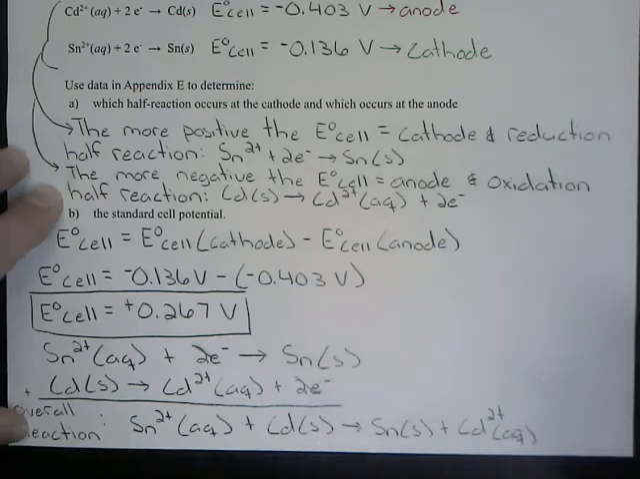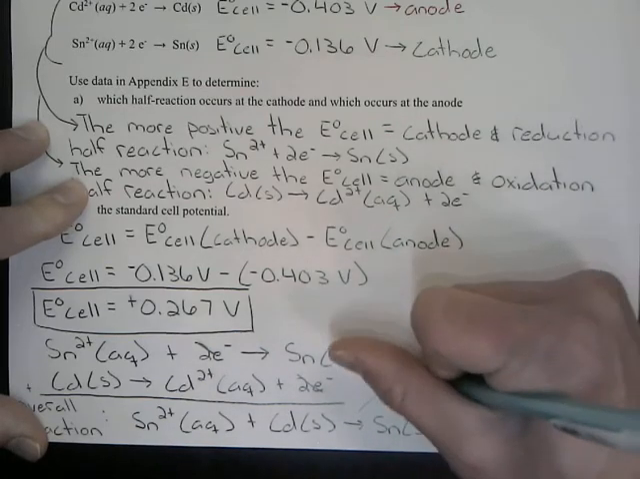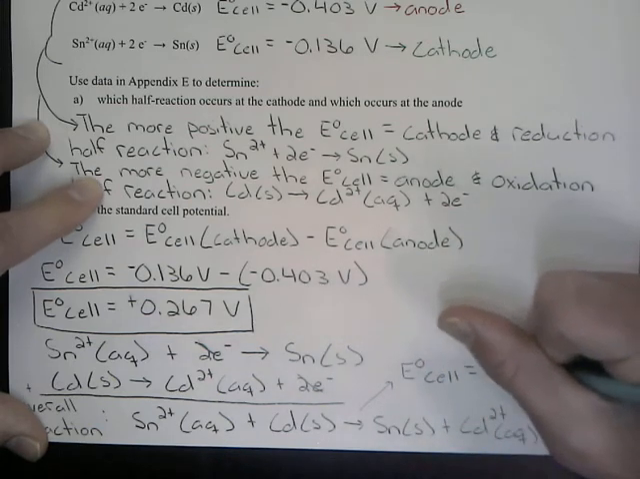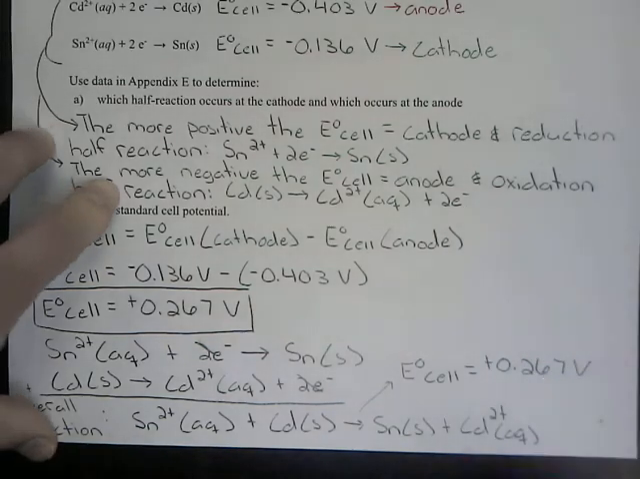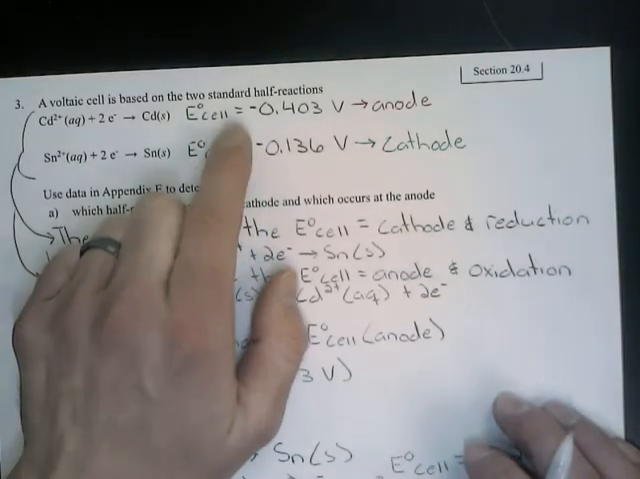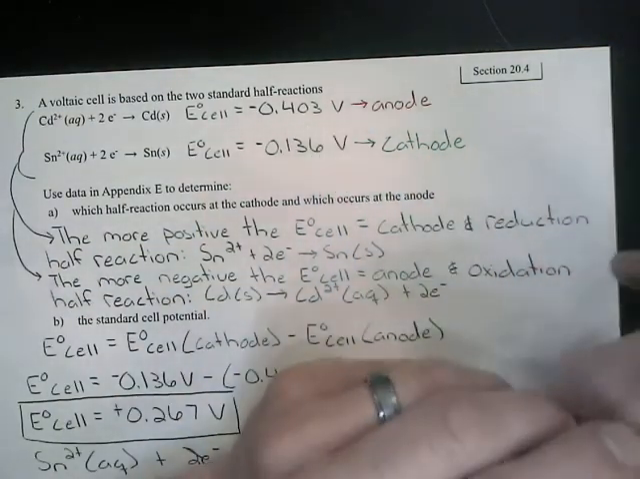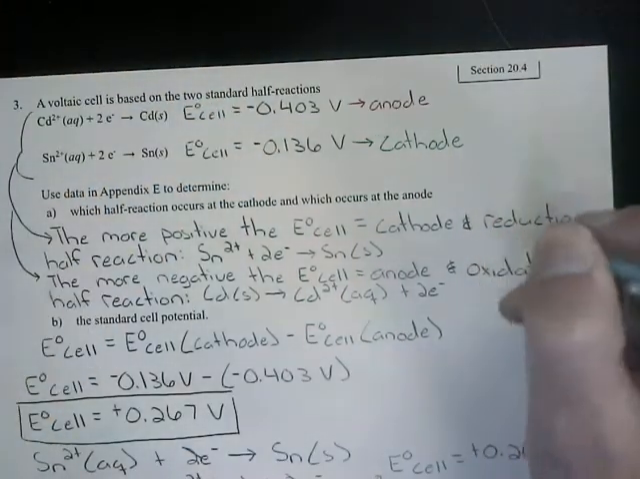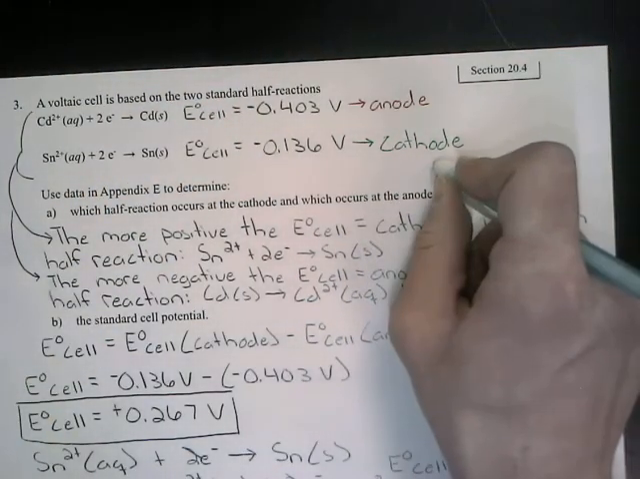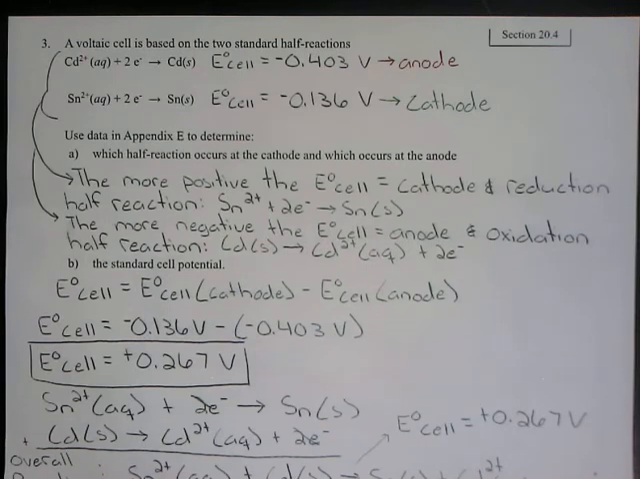And this right here, I'm running out of room, this whole reaction would be given a standard cell potential equal to a positive 0.267 volts. Again, that is the overall reaction. Okay, so key things here is this. Write down exactly what you see in your standard reduction potential table. The more negative the value is the cathode, the more positive, or excuse me, I said that backwards. The more negative the value is the anode, the more positive the value is your cathode. This is key when you're given two reduction reactions like this.